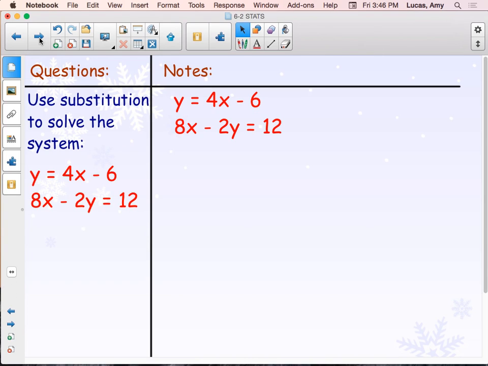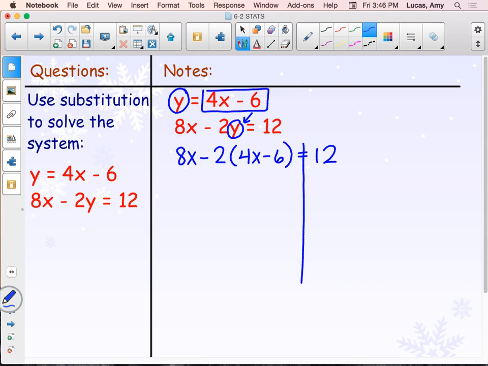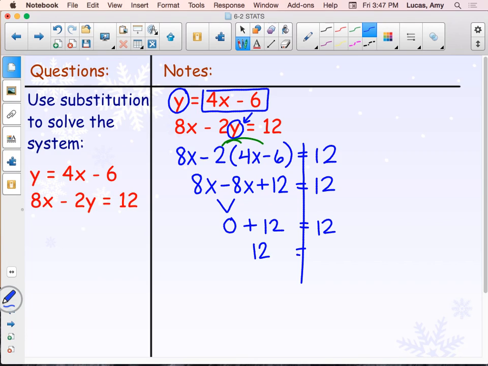All right, our third example, y equals 4x minus 6. So replace the y with 4x minus 6 in parentheses again because of the 2 that was in front. We'll distribute on this one. And negative 2 times 4x is negative 8x. Negative 2 times negative 6 is 12. So 8x minus 8x is 0. 0 plus 12 equals 12. So 12 equals 12. That's true. That's always true. 12 is the same as 12.